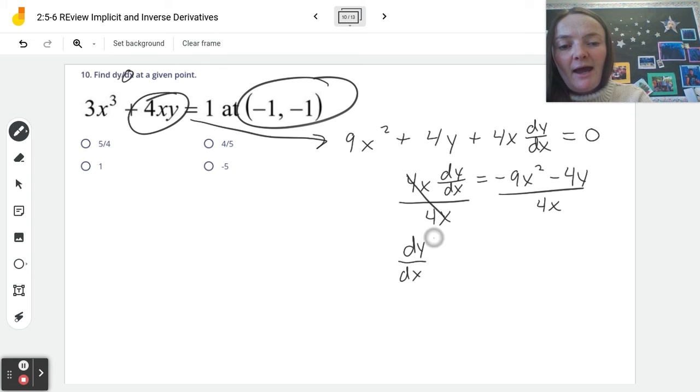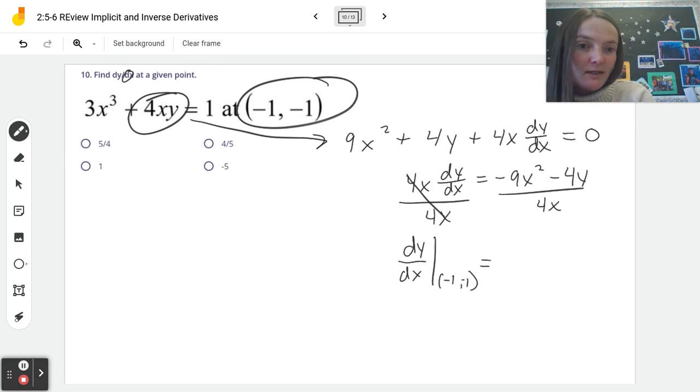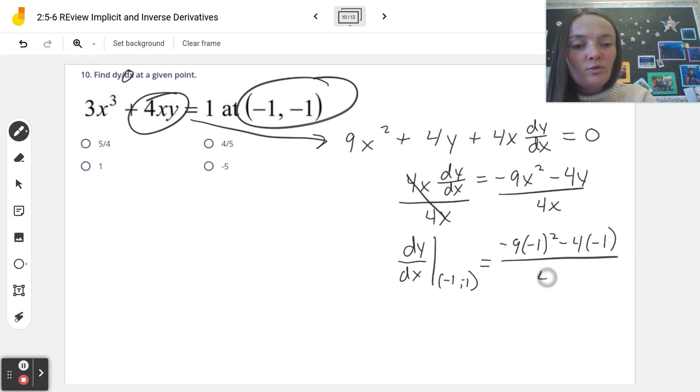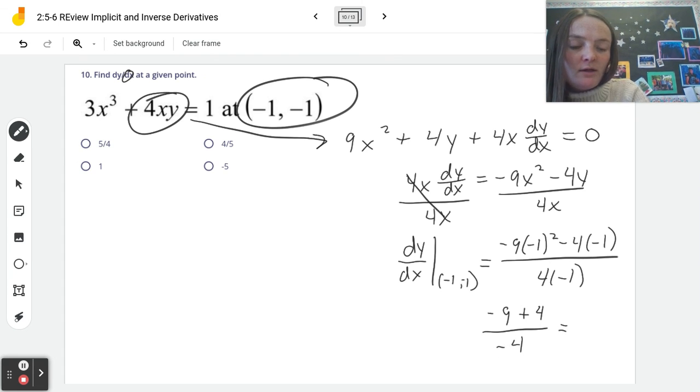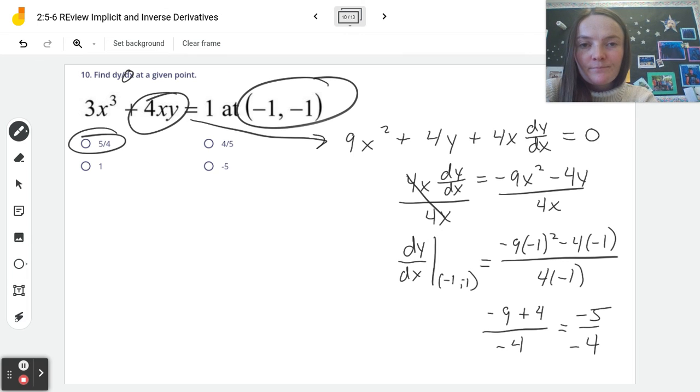specifically evaluated at negative 1, 1. To do that, I'm just going to plug negative 1 in for x and y. So this is going to be negative 9 times negative 1 squared minus 4 times negative 1 all over 4 times negative 1. Negative 9 times negative 1 squared is going to stay negative 9. Double negative here is going to turn into positive, and that's going to be over negative 4. So if we simplify this here, we're going to get negative 5 over negative 4, which is positive 5 over 4. So this right here is the solution.